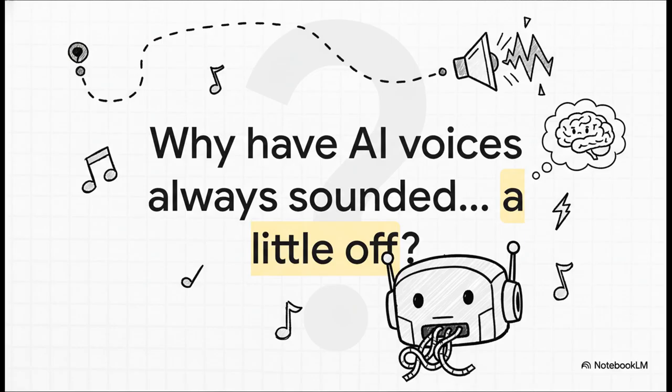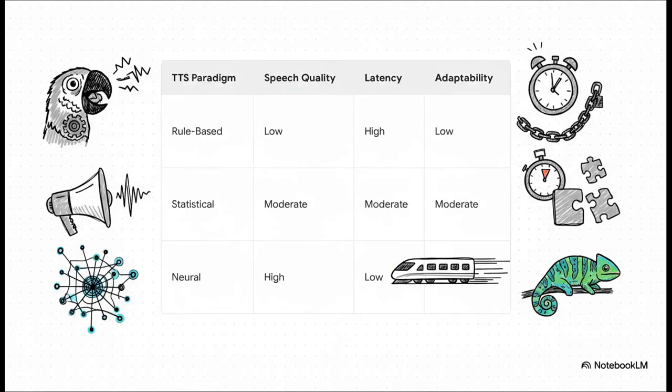So what was the holdup? Well, for a long time, the methods were, let's be honest, pretty clunky. You can see here, the early rule-based systems were basically just digital parrots, with a very limited dictionary of sounds. The quality was low, and it was super slow. Then we got statistical methods, which was a step up for sure, but they still gave us that robotic, kind of monotone sound. The real game changer, the thing that changed everything, has been these modern neural networks. They delivered the whole package: high quality, super low latency, and incredible adaptability.